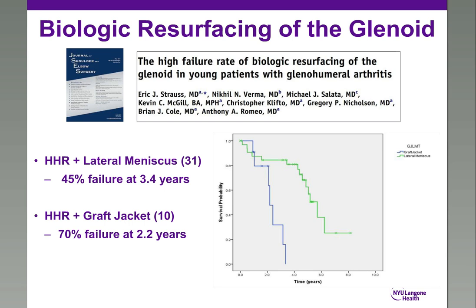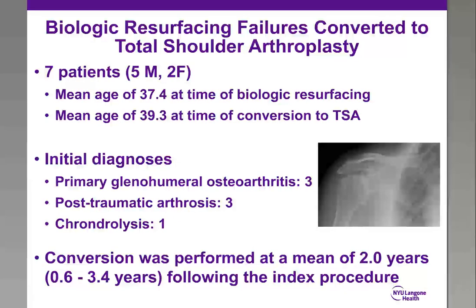We included 31 patients who had undergone biologic resurfacing utilizing a lateral meniscus interposition, and a cohort of 10 patients where the glenoid was resurfaced with an allograft dermal matrix. As you can see in these Kaplan-Meier curves on the right, the outcomes diminished very rapidly, with a 45% failure rate of the lateral meniscus interpositions at 3.5 years, and a 70% failure rate at a little more than 2 years in those treated with a dermal matrix allograft.